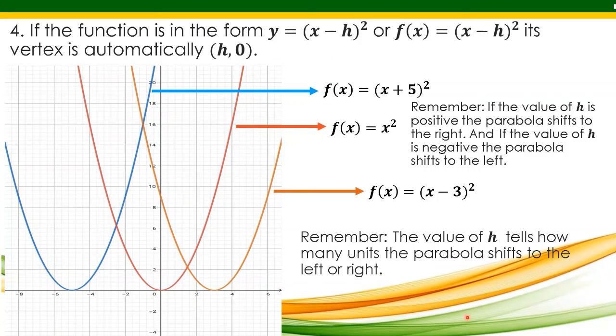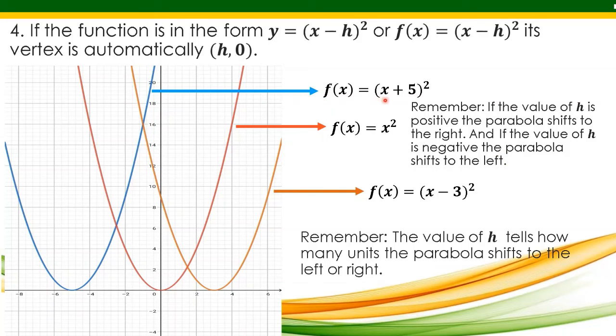So remember, the value of h tells how many units the parabola shifts to the left or right. So yung h naman ay left or right. If the value of h is positive, the parabola shifts to the right. So yun, papunta sa kanan. Kapag ang value ng h ay negative, so pakaliwa naman.